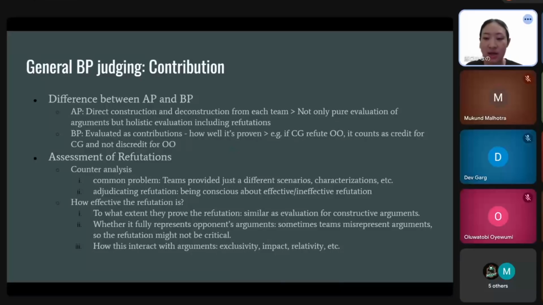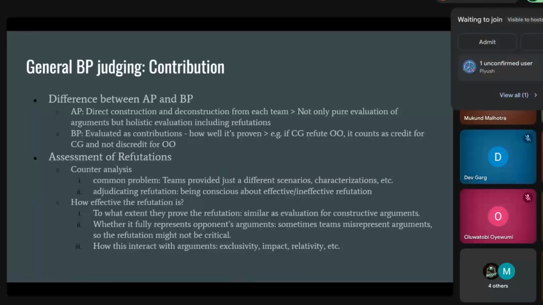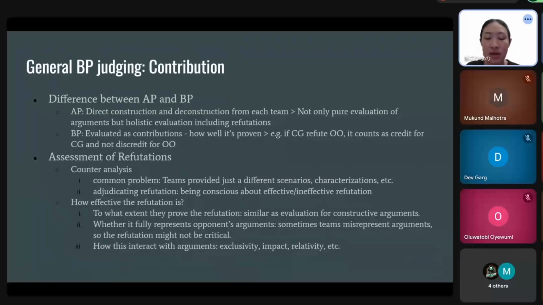In those instances, how we adjudicate refutation is by being concise about the effectiveness of the refutation. So I think there is effective or ineffective refutation. As I said, as a common problem, there is parallel characterization or scenarios in the refutation. Probably this is not that effective a refutation as it cannot directly challenge the mechanization coming from them. It's just suggesting a different scenario, which ends up unclear which scenario is more likely, etc.